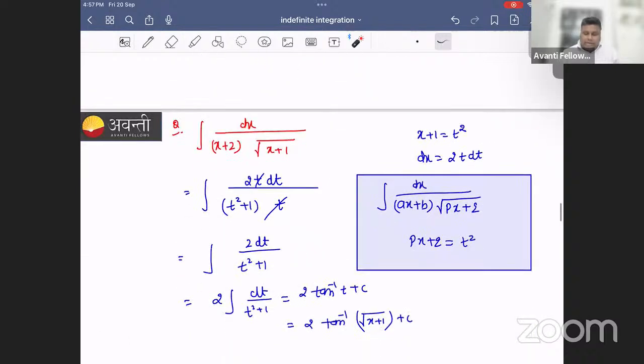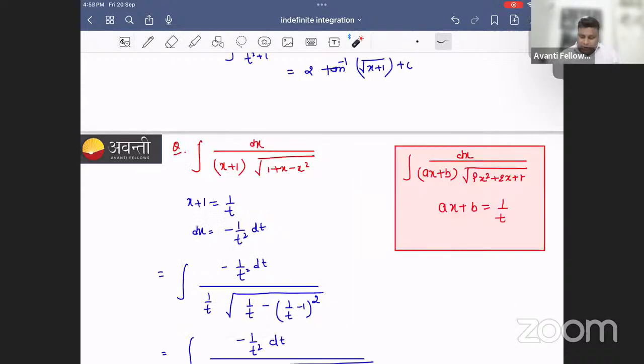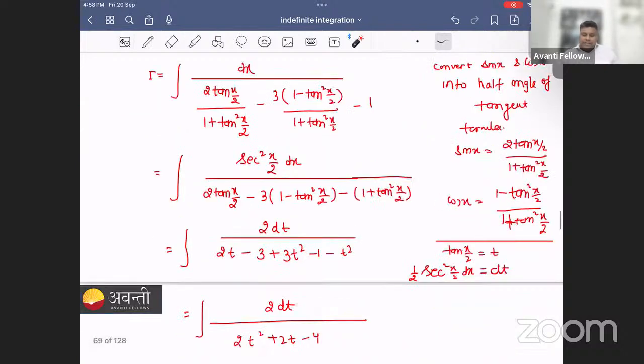Then linear outside, linear inside in the denominator. So what I tell you, whatever is there inside the root, make it as t square. Then linear outside, quadratic inside. So the substitution I told you is that this linear should be assumed as 1 upon t. Then if there are factors like sin x, cos x, constant, only these in the denominator, a sin x plus b cos x plus constant c, then convert to half angle of tangent.